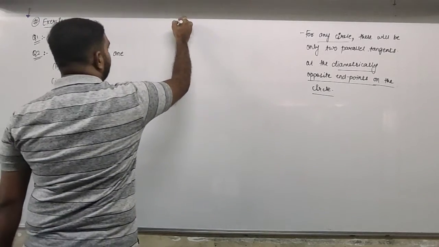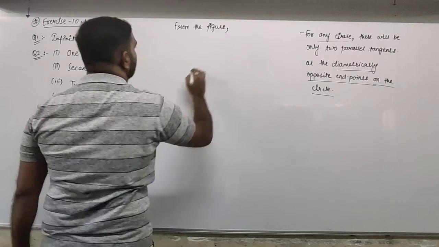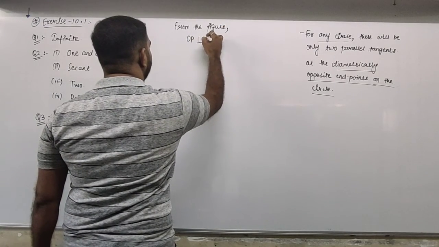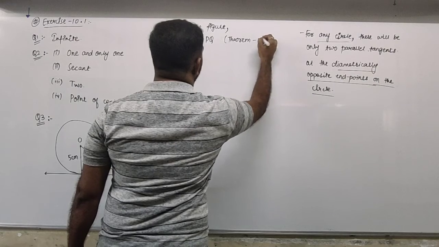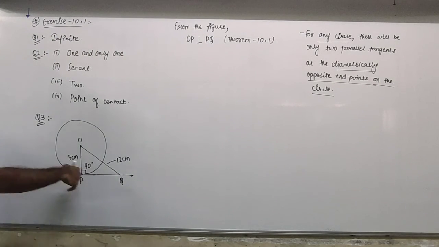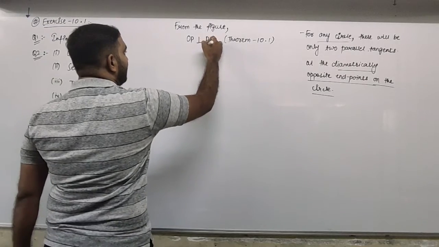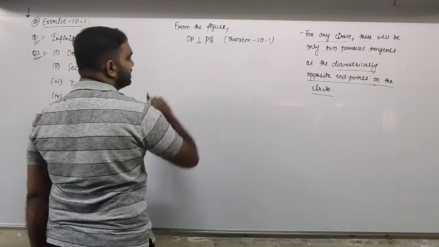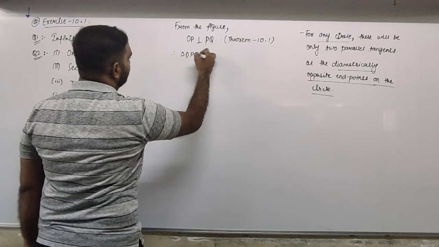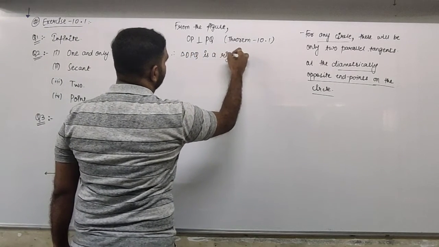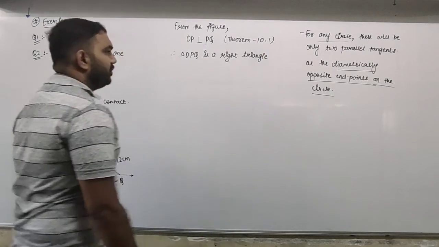From the figure, OP is perpendicular to PQ by theorem number 10.1, right? OP is perpendicular to PQ because OP is the radius, PQ is the tangent. So tangent is always perpendicular to the radius of the circle by theorem number 10.1. We just saw it previously, right? Therefore, triangle OPQ is a right triangle.